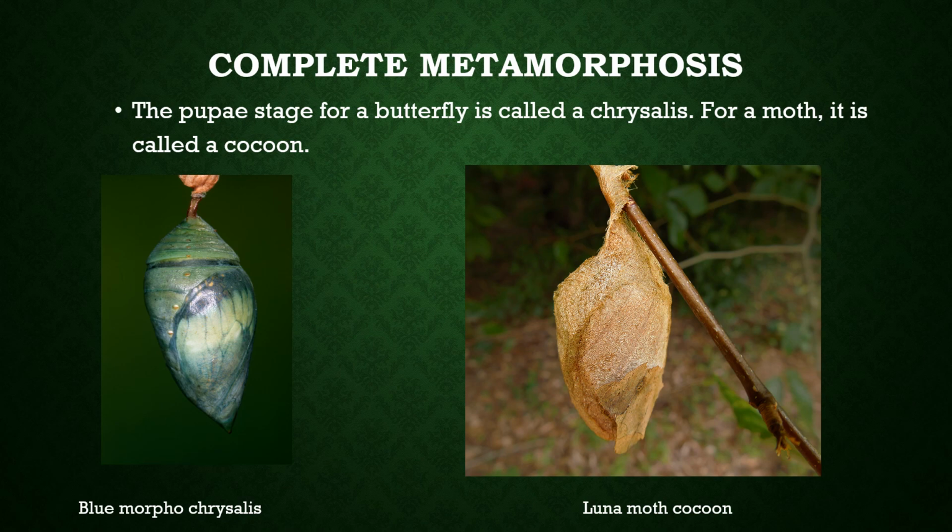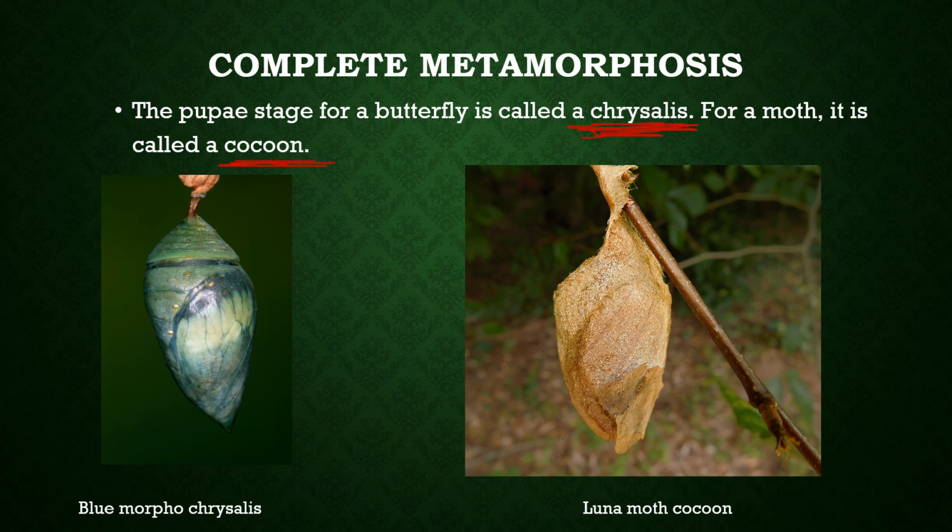I do want to note, and it is in your notes as well, that this is a common mistake. The pupa stage for a butterfly is not a cocoon, but it is a chrysalis. Okay, that is something you need to know. And then for a moth, that's where it's called a cocoon.